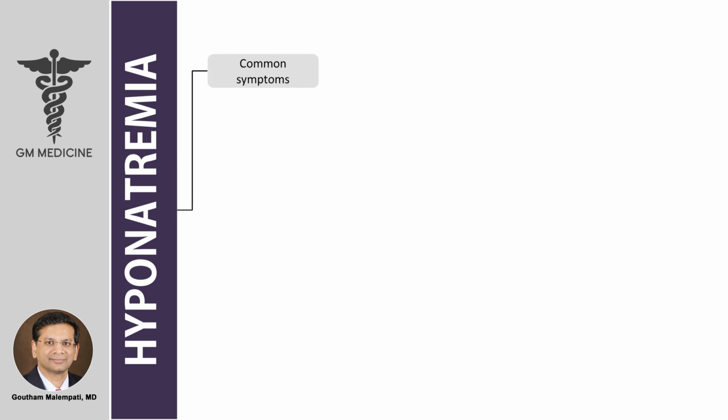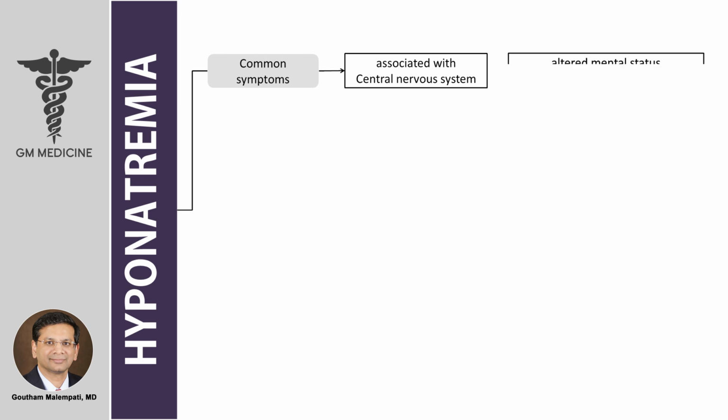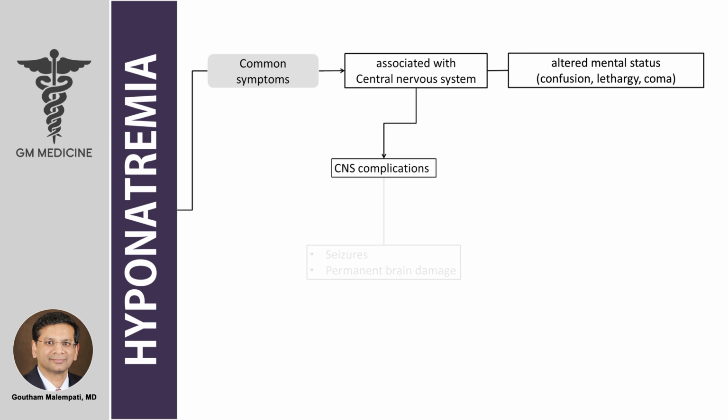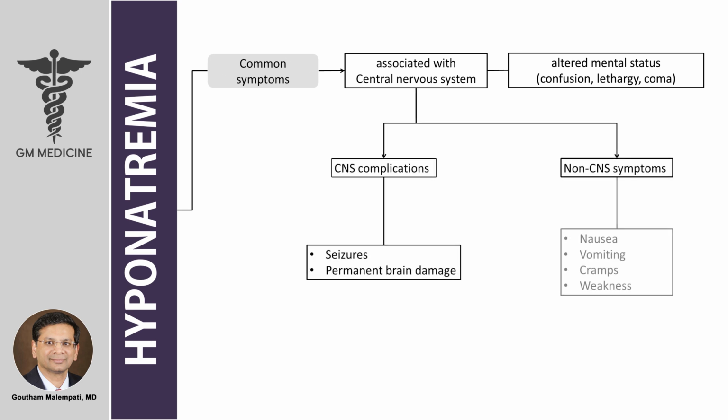The most common symptoms of hyponatremia are usually associated with the central nervous system, which can range from altered mental status and confusion to lethargy and coma. Some of the CNS complications can include seizures and permanent brain damage. Non-CNS symptoms include nausea, vomiting, cramps, and weakness.